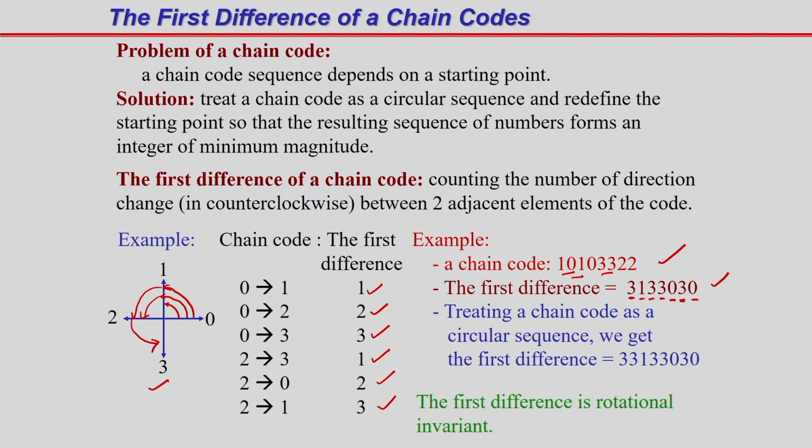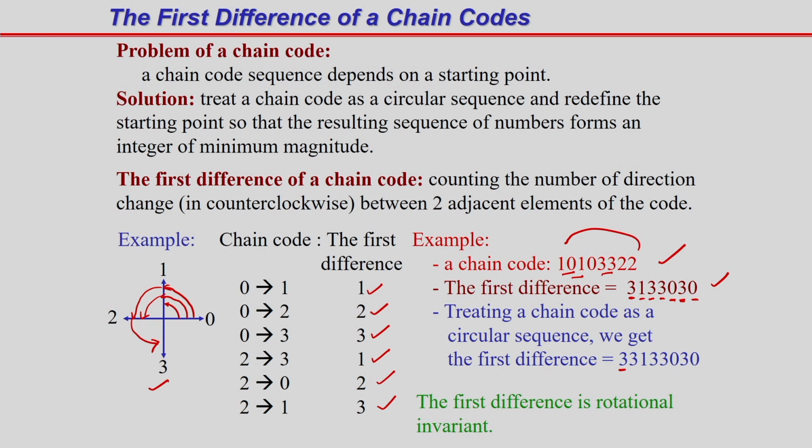After this the chain code is treated as a circular sequence and we get the first difference like this. If I consider this as a circular sequence, then the direction change from 2 to 1 will be 3. That I am considering here because I am treating the chain code as a circular sequence. And the first difference is rotational invariant.